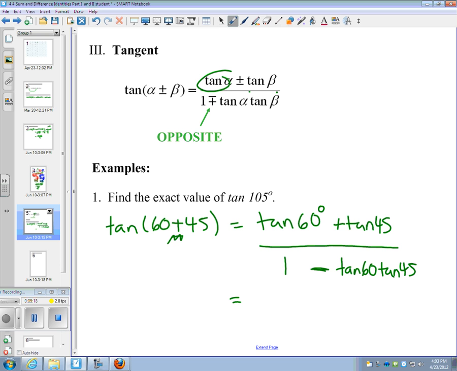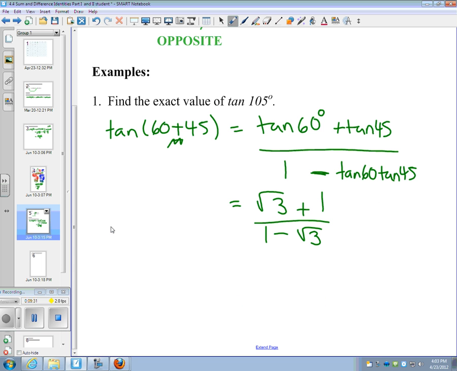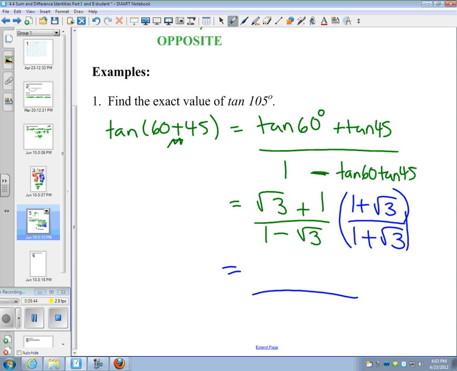Okay, using our table, the tan of 60 is the square root of 3. The tangent of 45 is 1. 1 minus the tangent of 60, so it's root 3 times 1. So that's just what this is. In order to make this correct, though, I need to multiply by the conjugate. So that's 1 plus root 3 over 1 plus root 3. This is just a form of 1. On the bottom, I'm going to get 1 minus 3. That's why we do conjugates. It gets rid of all radicals.